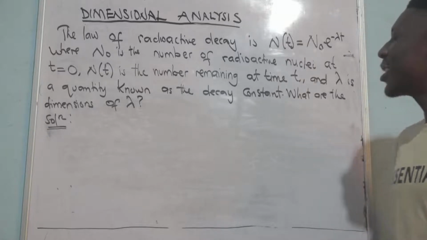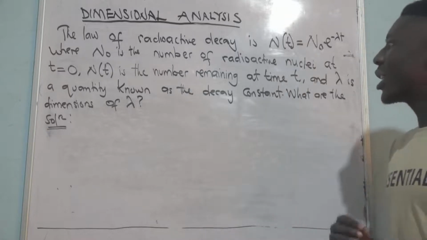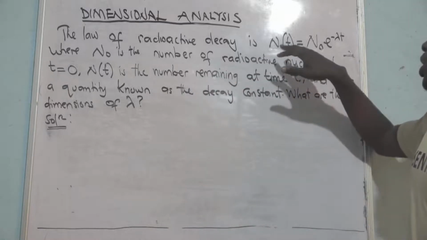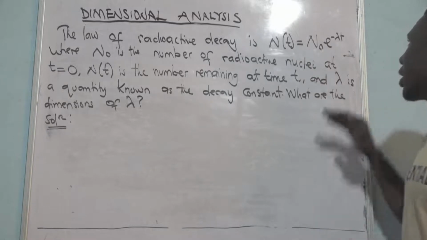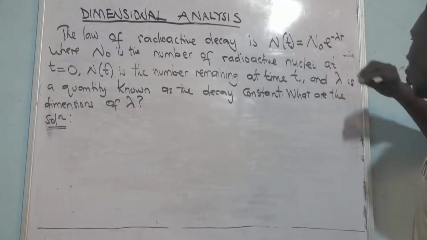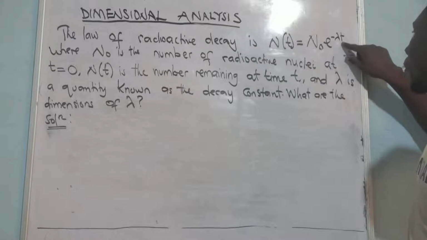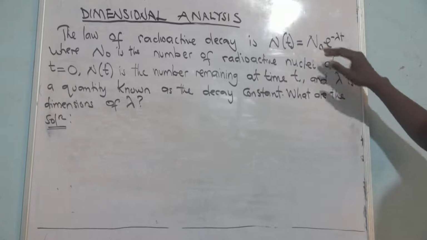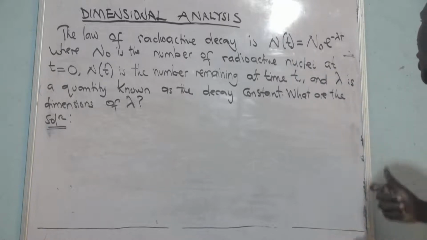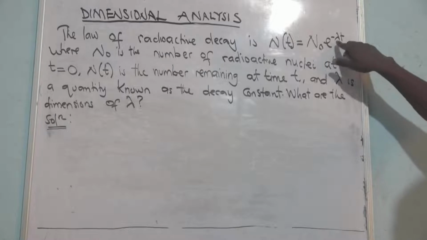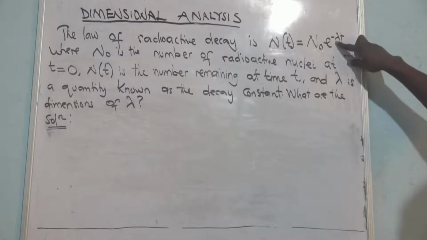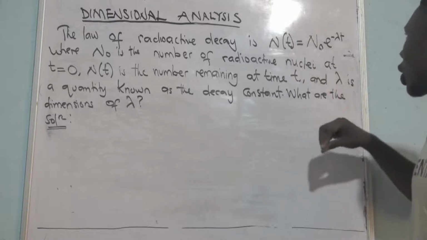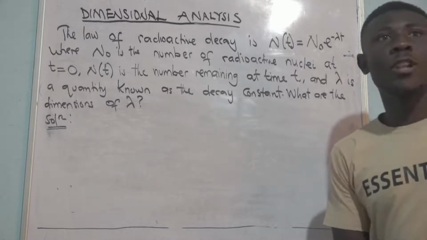Hello viewers, with us here on the board we have a question under dimensional analysis. We're saying that the law of radioactive decay is N of t equals N naught multiplied by an exponential function raised to the power negative lambda multiplied by t. Here, N naught is the number of radioactive nuclei, and lambda is simply the decay constant, and t is time. So our question is telling us to find the dimensions of lambda.